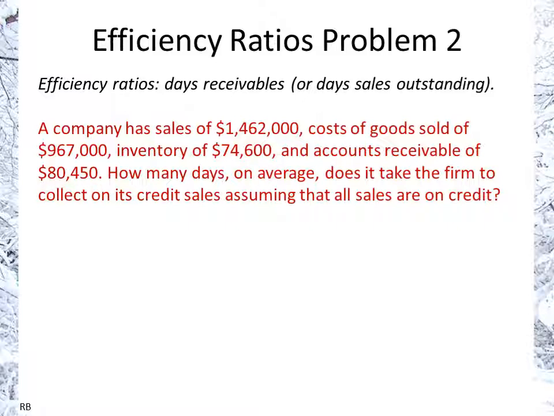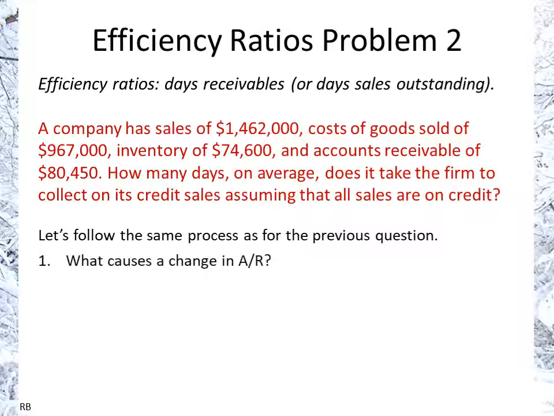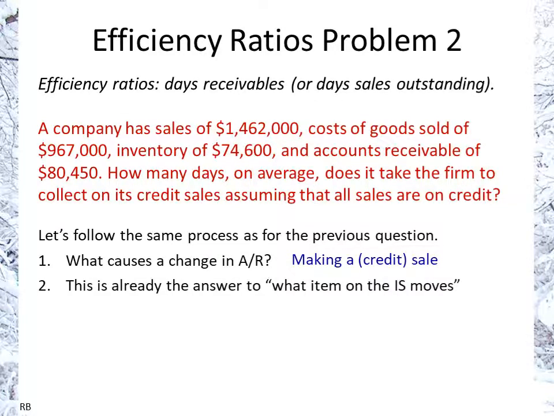So how many days on average does it take the firm to collect on its credit sales, assuming that all sales are on credit? So following the same process as the last question, we ask ourselves, what causes a change in the accounts receivable? And the answer to that is making a credit sale. Then we follow it up with what item on the income statement moves due to a credit sale. Well, that is already the answer. So it's sales.